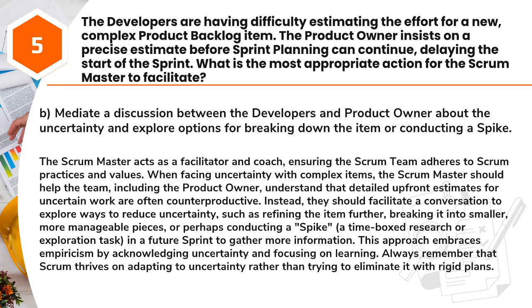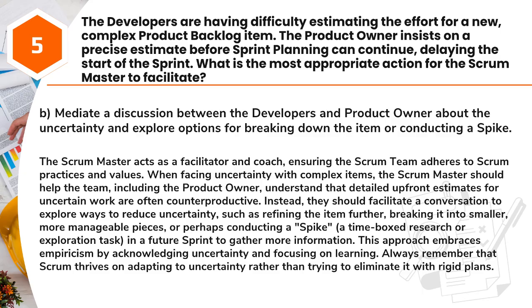Answer. B. Mediate a discussion between the developers and product owner about the uncertainty and explore options for breaking down the item or conducting a spike. The Scrum Master acts as a facilitator and coach, ensuring the Scrum team adheres to Scrum practices and values. When facing uncertainty with complex items, the Scrum Master should help the team, including the product owner, understand that detailed upfront estimates for uncertain work are often counterproductive.